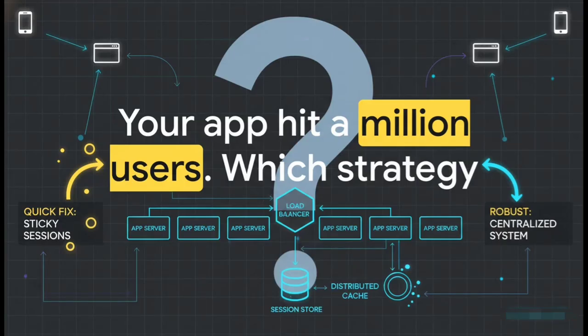And so that leaves us with one final question for you to think about. Your app just blew up. It's a huge success. You're facing the scaling problem right now. Looking at all the trade-offs we just talked about, what's your first move? Are you going to go for the quick and easy fix with sticky sessions just to stop the bleeding? Or are you going to invest the time and effort to build a super robust centralized system that's built for the long haul? The choice is yours.